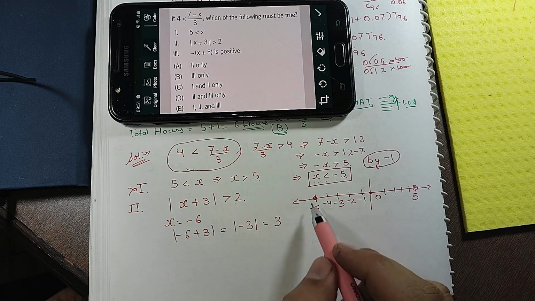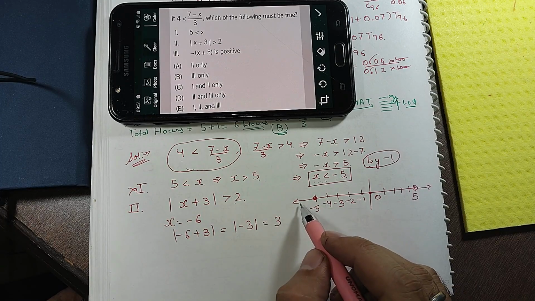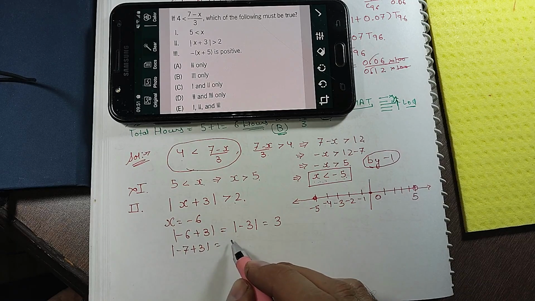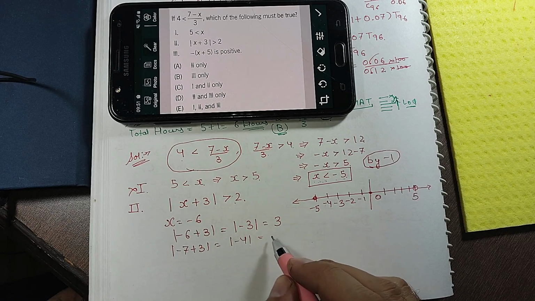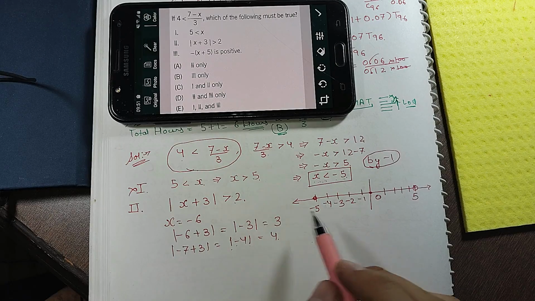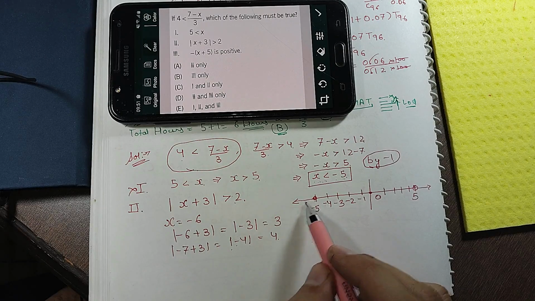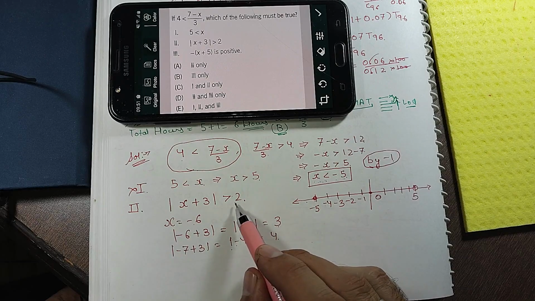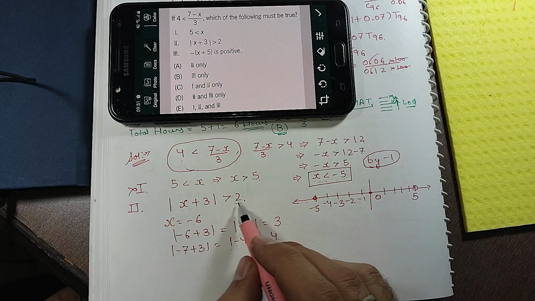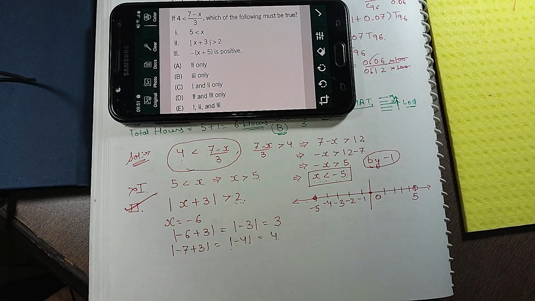Right? So subsequently all the values will be like, if I take minus 7, so in that case minus 7 plus 3, it will go on increasing and it will always be greater than 2. Right? Because the minus sign is taken care of by this mod, and the very first integer value after this will be minus 6, and that gives us 3, which is greater than 2. All other values will give us values greater than 2. So this inequality holds true.